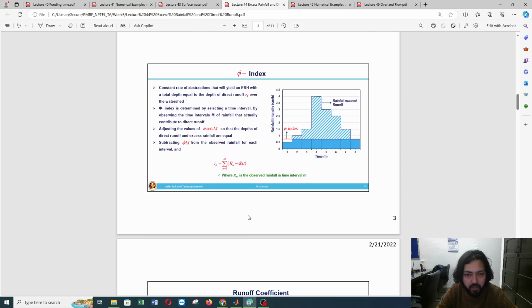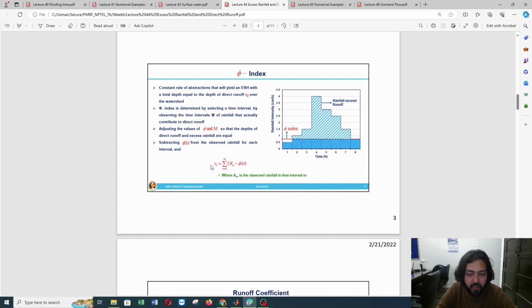First we are going to cover the phi index. What does the phi index do? The phi index gives us a constant rate of abstraction. If you look at the figure on the right-hand side, it divides the hyetograph into 2 regions, and the phi value is constant. A constant rate of abstraction will yield an ERH with a total depth equal to the direct runoff over the watershed.